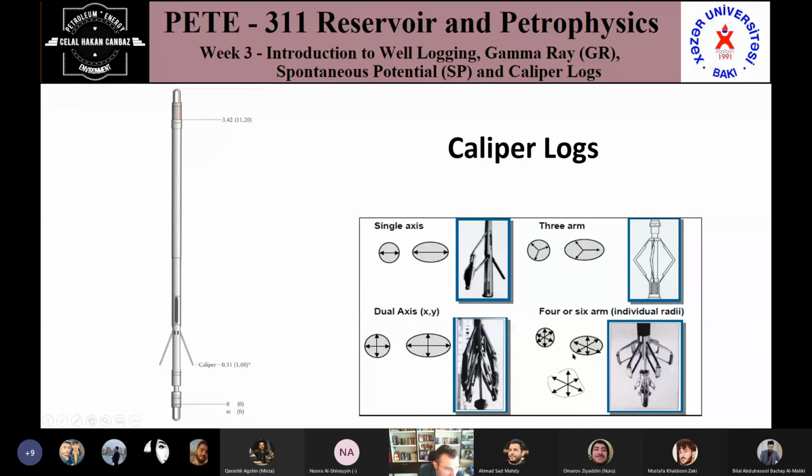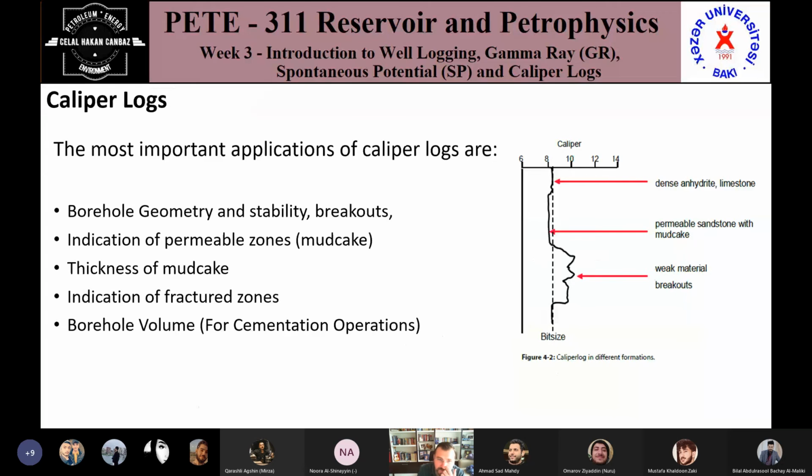So when it is coming up, all these parts are contacting with your borehole, okay? And then it's opening and closing and making the measurement, okay? So that's what I can say. We already mentioned all of these.